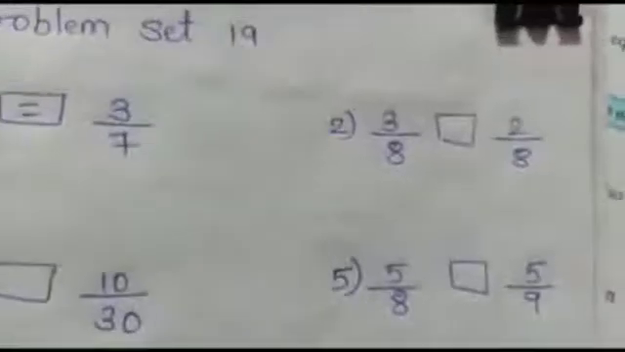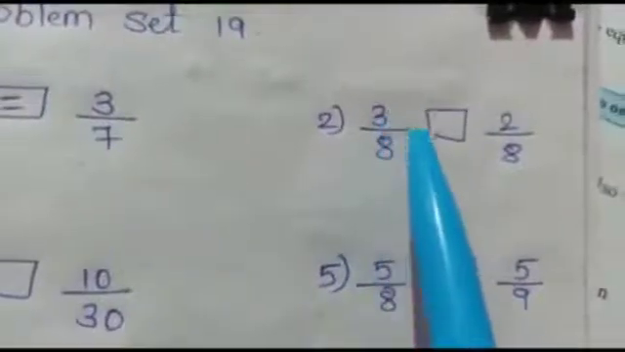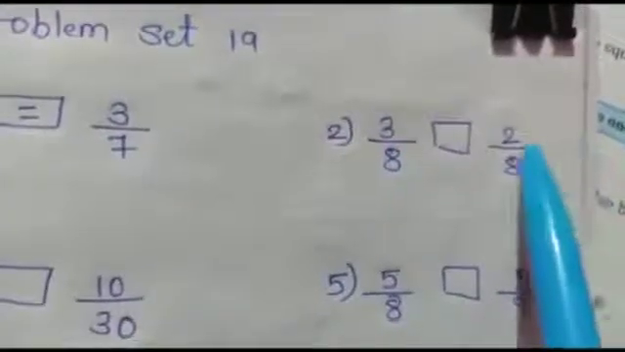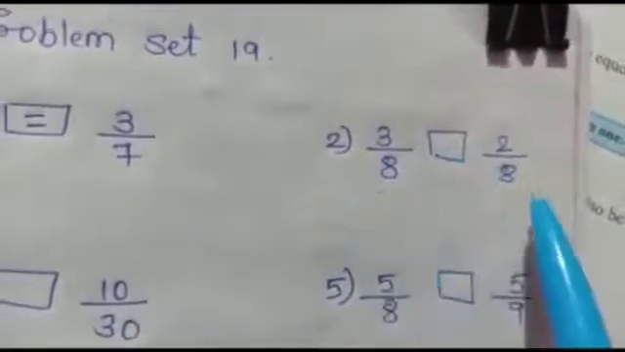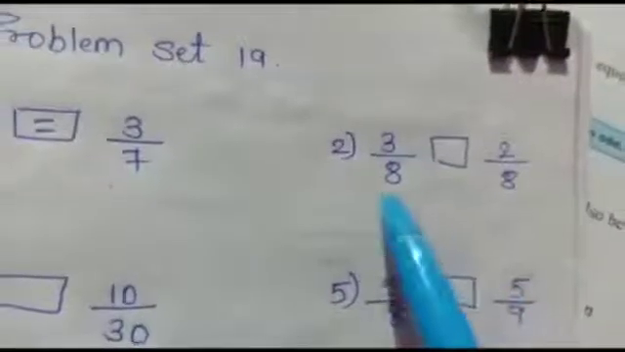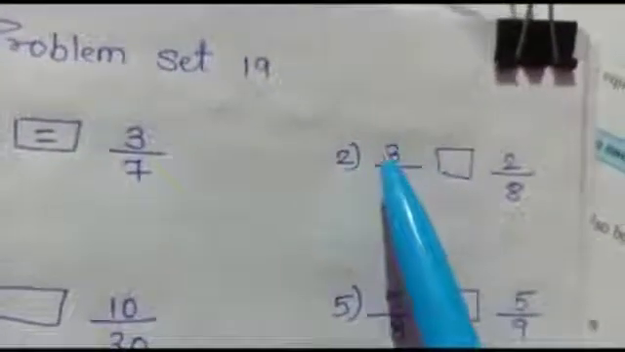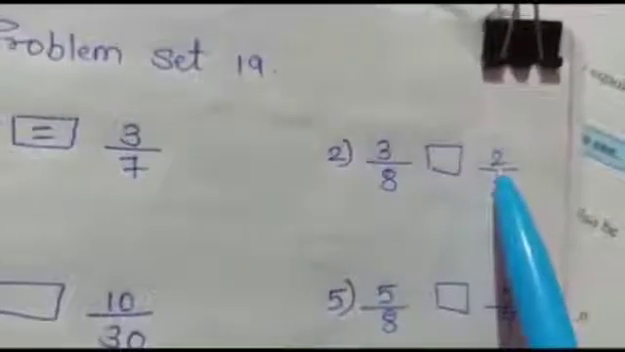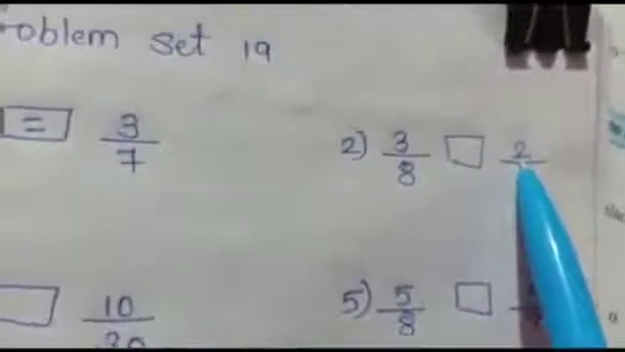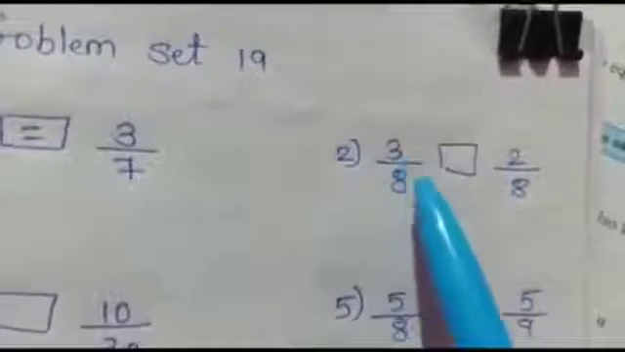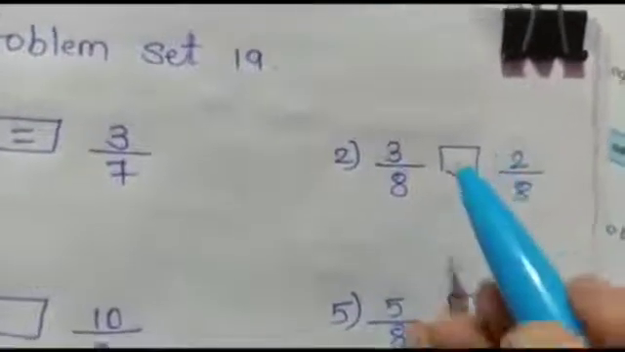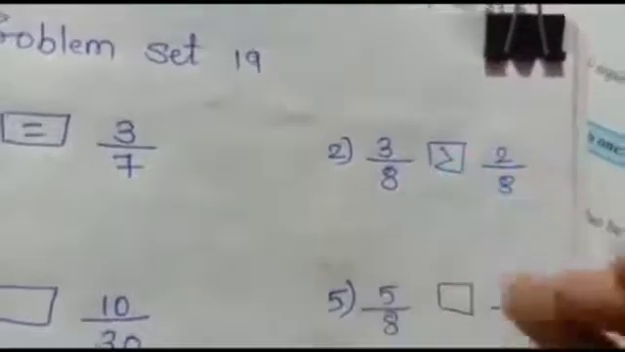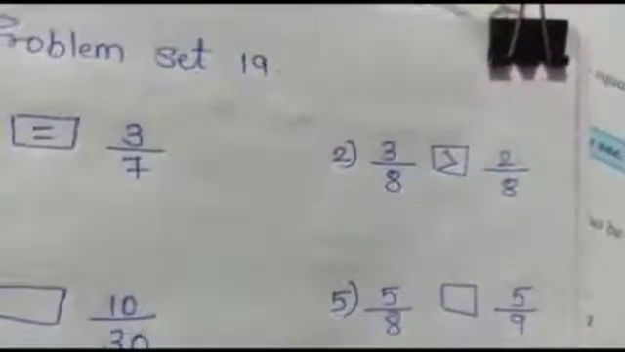Okay, now look here at the second one. The second one here is 3 upon 8 and 2 upon 8. Okay, so the denominators are the same, that means those are like fractions. Now you have to compare from the numerator. The numerator here is 3 and here it is 2. So which number is bigger? 3. Therefore 3 upon 8 is greater than 2 upon 8. So the greater than sign goes here: 3 upon 8 is greater than 2 upon 8.